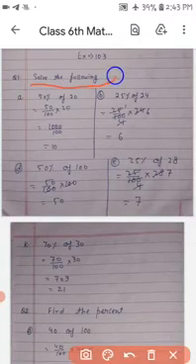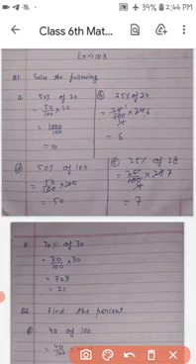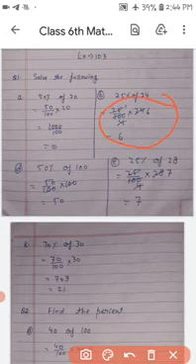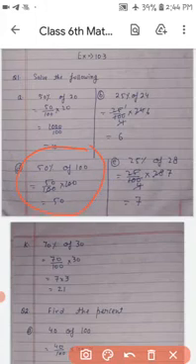Now exercise 10.3. Solve the following. Question number 1. 50% of 20. Now 50 upon 100 multiplied by 20 is equal to 1000 upon 100. Zeros cancel. Now the answer comes to 10. 25% of rupees 24. 25 upon 100 multiplied by 24. Answer comes to 6.